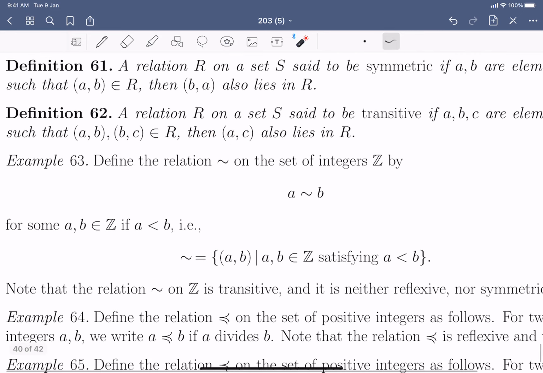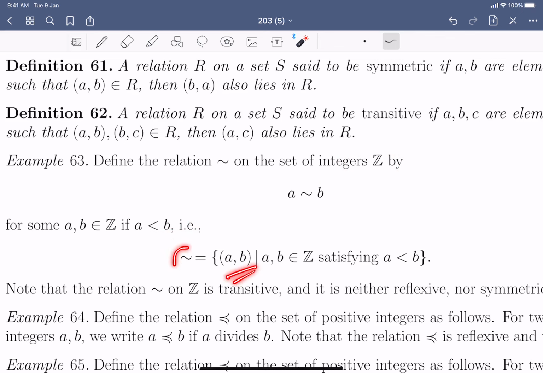Oh no, so this is not that important because we will not be dealing with this relation much. I mean, this doesn't have much group theoretic significance. I do not know much group theoretic significance of this relation. So on this set of integers, we say that a is related to b if a is less than b.